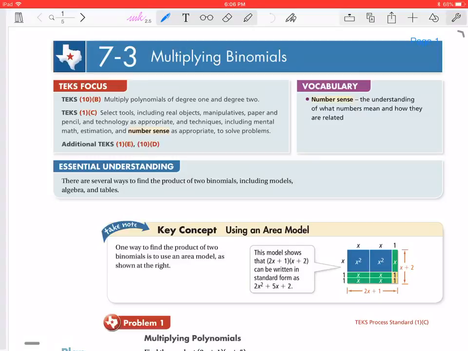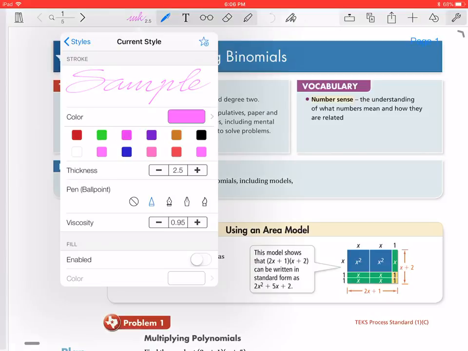We're going to talk about multiplying binomials. In the last episode, we talked about binomials, trinomials and monomials, and we talked about multiplying binomials and trinomials with a monomial. Here we're going to talk about multiplying binomials. That means we're going to have two binomials that we're multiplying by each other. It's not too bad. It's pretty straightforward and simple.